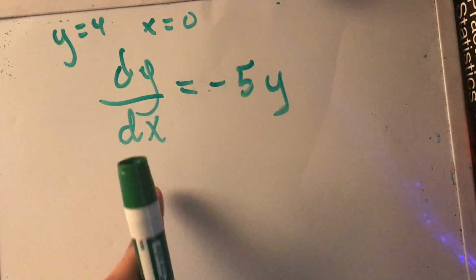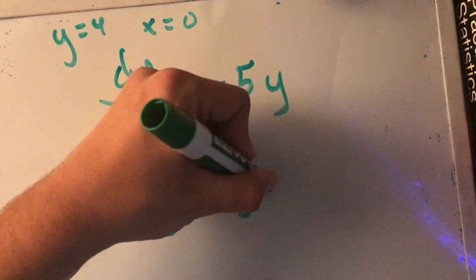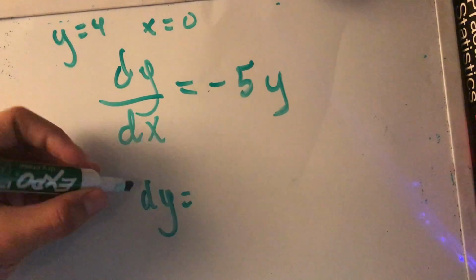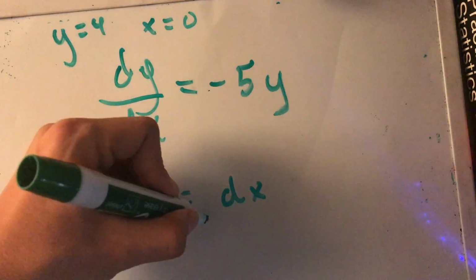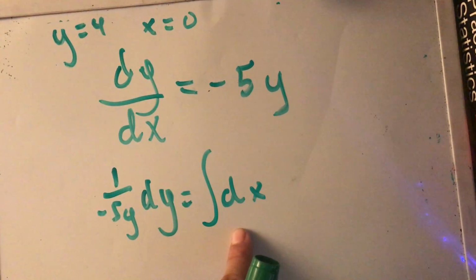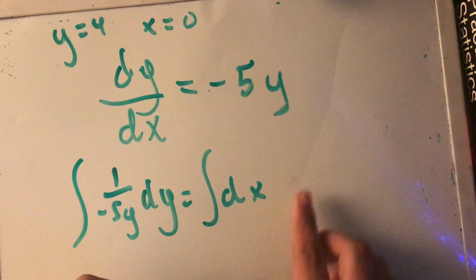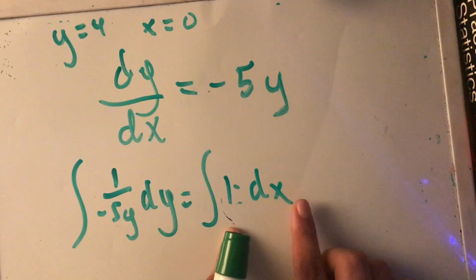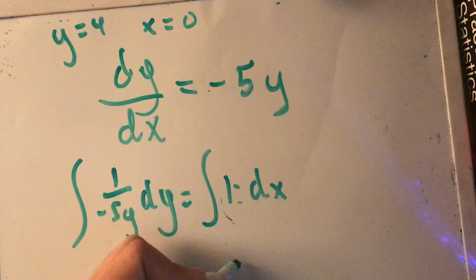So I'm going to multiply both sides by dx, which essentially gives negative 5y dx, and divide both sides by negative 5y. So we get 1 over negative 5y dy is equal to dx. And then I integrate both sides. The integral of dx is just going to be something simple, which is 1 times dx. If 1 times dx is what we're integrating, we're going to get something simple like x, because the integral of the derivative of x is just x.